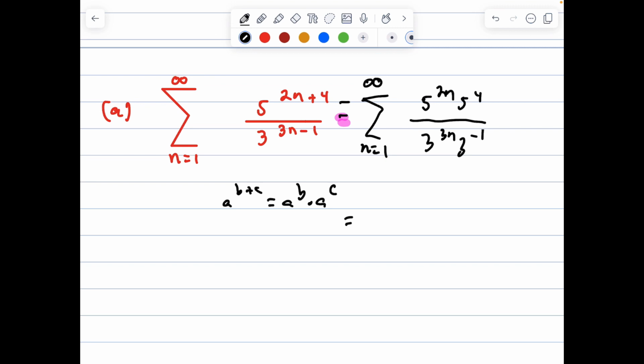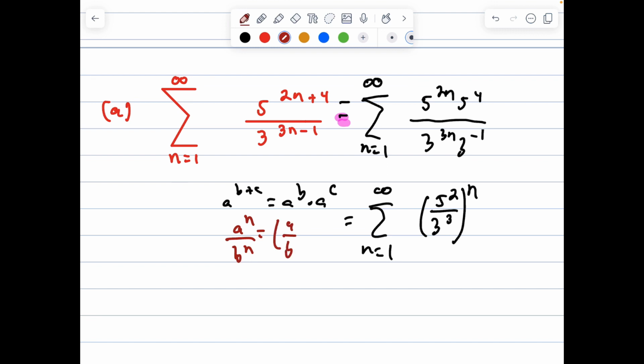The next thing I'm going to use is as follows. I see that I have a 5 to the 2n and a 3 to the 3n. They're both raised to the same variable n. So what I can do is use this property which says if you have a fraction where both the numerator and denominator are raised to the same exponent, you can combine the fraction and raise it to the nth power. Okay, so that's what I used.